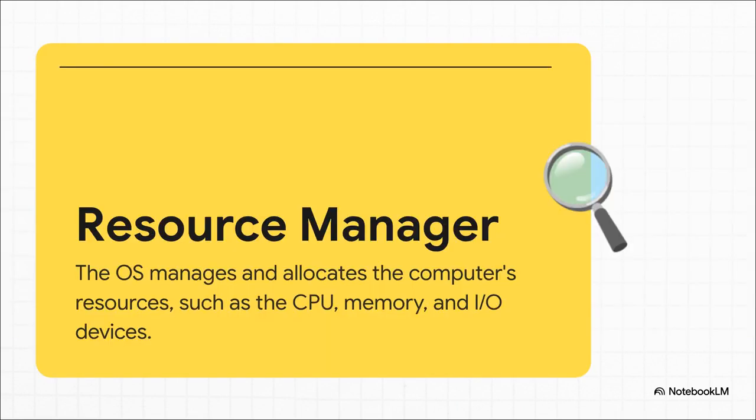First up, resource management. Just picture the OS as the ultimate traffic controller for your computer's limited resources. It's constantly juggling all these different programs that are screaming for CPU time, for a slice of memory, for access to the hard drive. The OS is the one that decides who gets to go, when they go, and for how long. It prevents total chaos and keeps everything running as efficiently as possible.